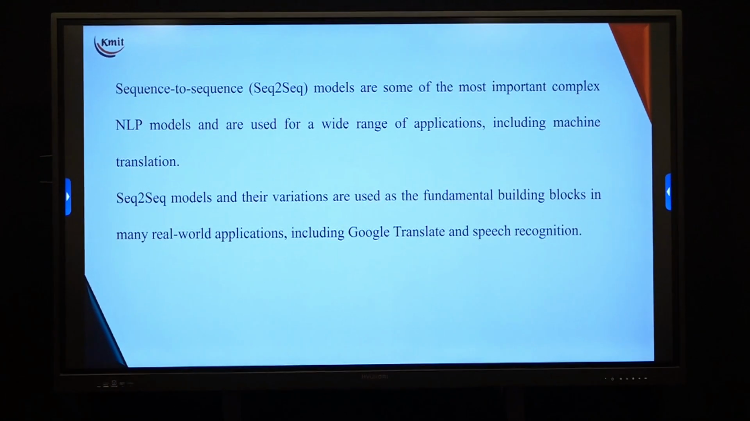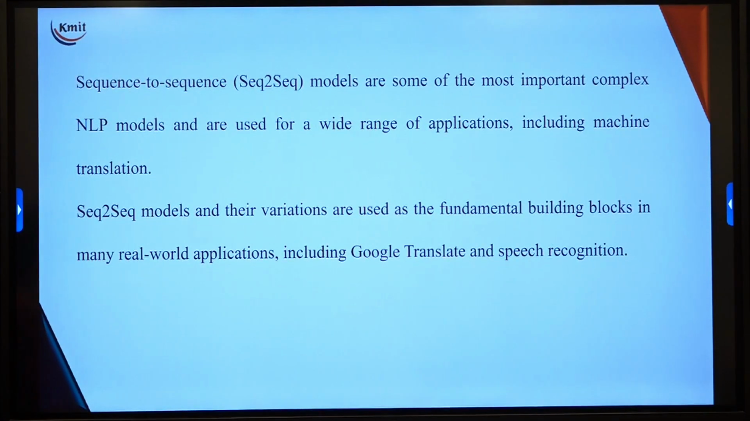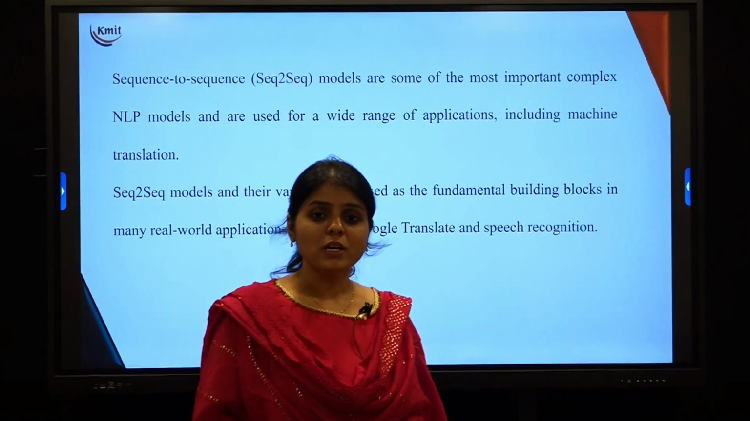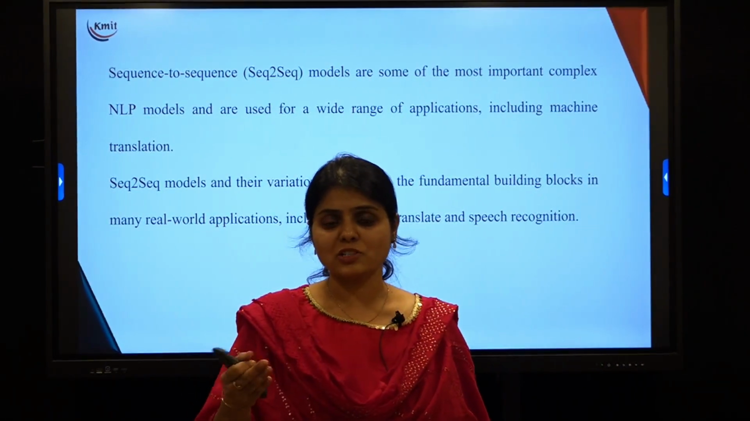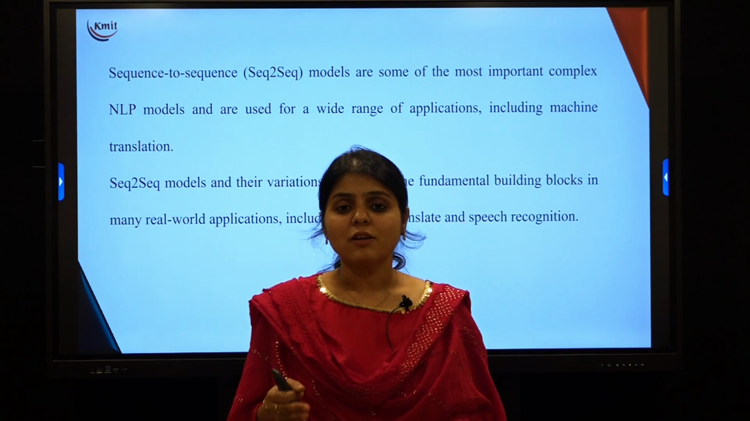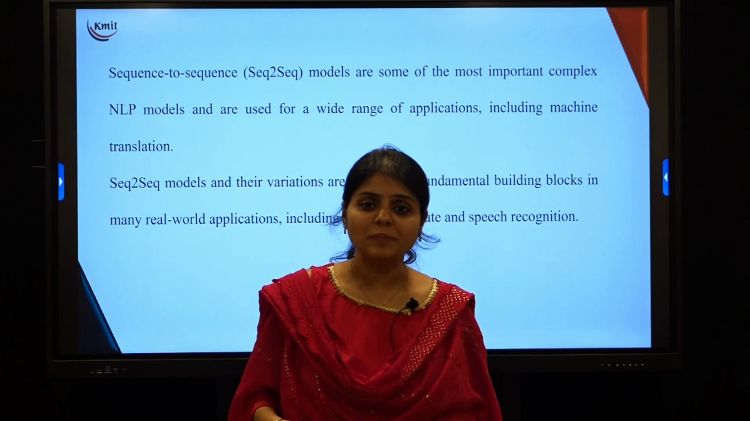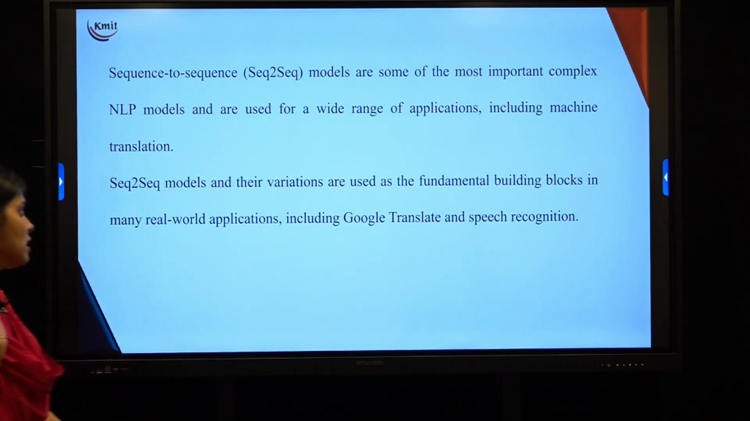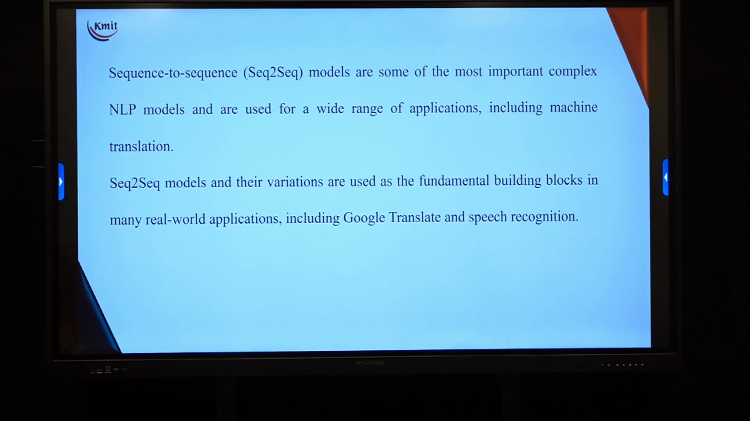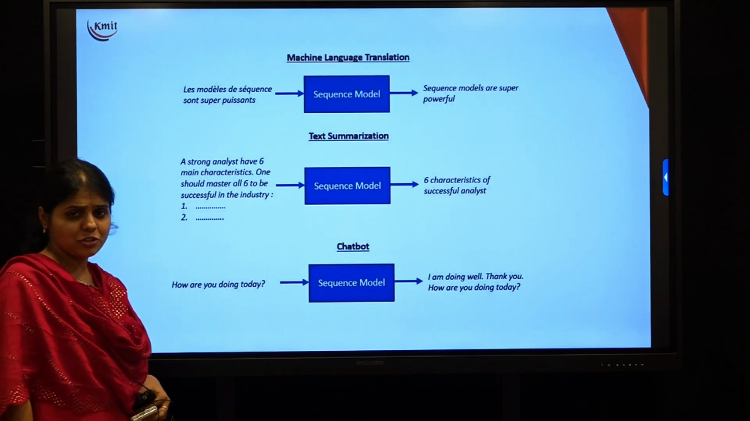When I talk about sequence to sequence models, there are different variations. Just in language translation, we have n number of languages used around the globe, so translation from one language to another has different variants. For example, in just one nation, India, we use so many languages, and conversion from one language to another, or vice versa, will be one model. So we have different variations of the models, and these are the fundamental building blocks in many real world applications, as I told you: Google Translate, speech recognition, text summarization, etc.